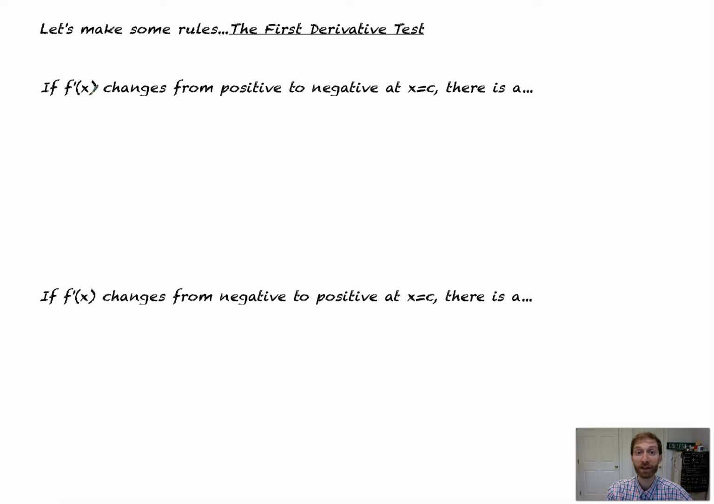If f prime of x changes from positive to negative at some x value, there is, well, let's take a look at this. And I want you to copy this with me, this idea. F prime's positive means we've got a positive slope, and then it goes negative. What happens at the point where we go from a positive slope to a negative slope, you say? We get a relative maximum, right? Positive slope, negative slope. And I'll draw that out.